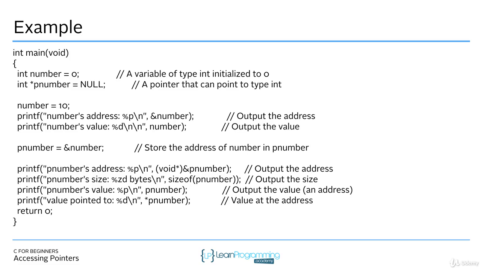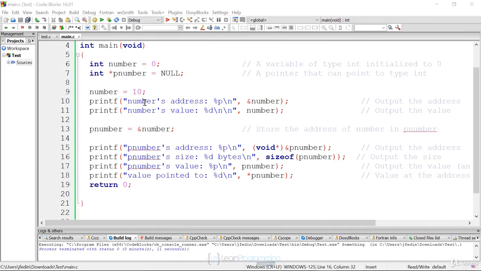If we want to see the value that the pointer is pointing to, the value at the address, then we do star p number. We use the indirection operator. And we know that p number is pointing to an int, so we can say %d. So let's take a look at this example in Code::Blocks to see how it's actually displayed. What we're going to see is some hexadecimal numbers whenever we display addresses, and we're going to see values in other cases. Okay, so this should look familiar.